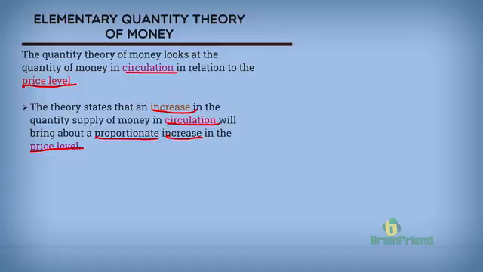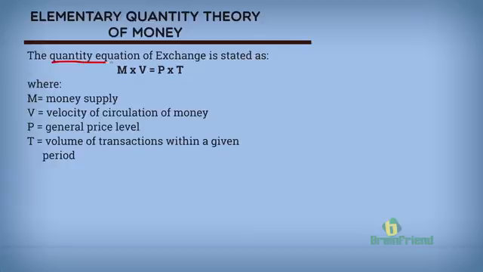Then he came up with an equation, which we are going to take a look at. The quantity equation of exchange. He came up with this theory to determine the relationship between the quantity theory of money and the price level. In this equation, we have M times V equals P times T. And what does this mean?